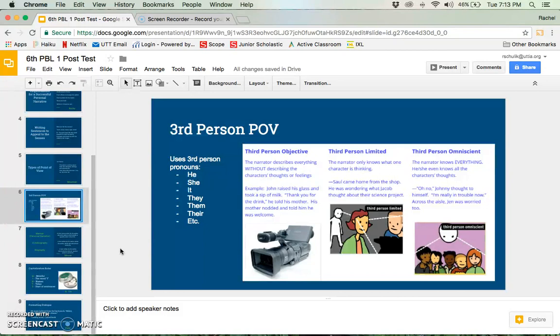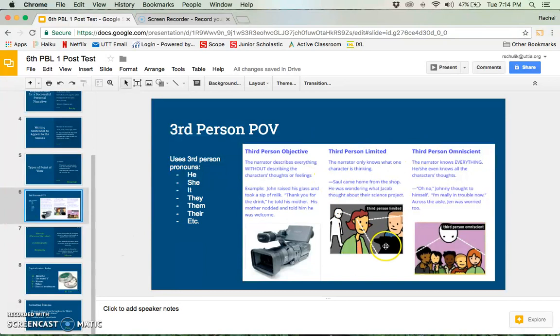This is as if the narrator is just a fly on the wall observing what's going on. So the narrator describes everything without describing the character's thoughts or feelings. So an example of that is John raised his glass, took a sip of milk. Thank you for the drink, he told his mother. His mother nodded and told him he was welcome. So we don't know what the characters are thinking or feeling, we just know what they're saying and doing.